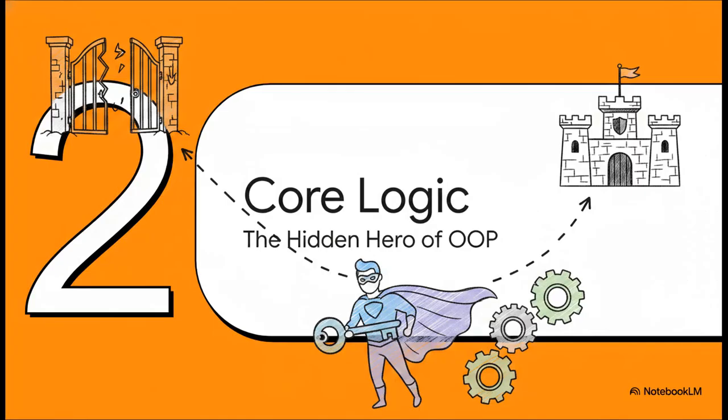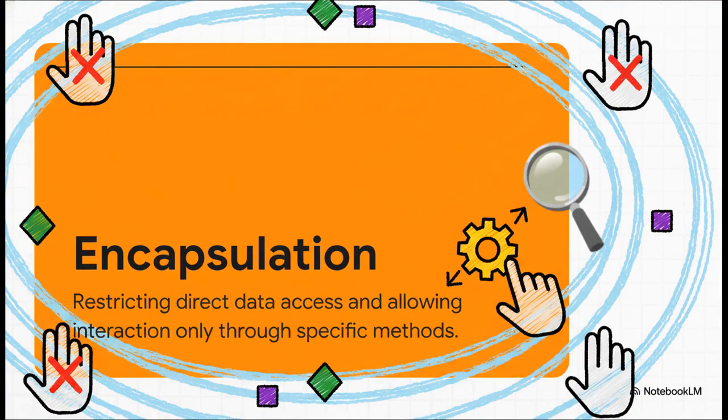Okay, section 2, the core logic of encapsulation, or as I like to call it, the hidden hero of OOP. The crucial takeaway is this definition right here. Encapsulation is essentially the practice of restricting direct access to an object's internal state, its variables, and only allowing the outside world to interact with that data through specific, controlled class methods. Think of it like a protective, impenetrable force field wrapped around your class's internal data. You can't just reach in and grab what you want. You kind of have to politely ask the methods to do it for you.